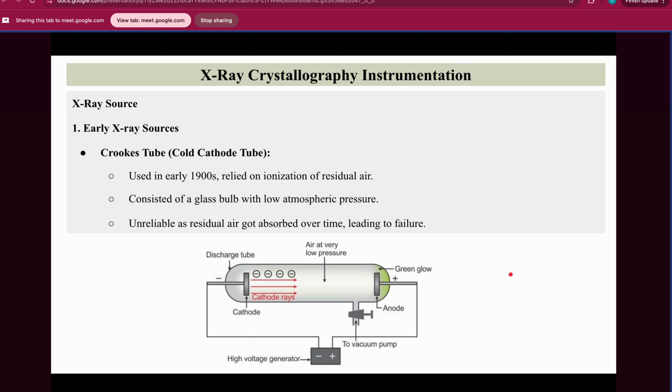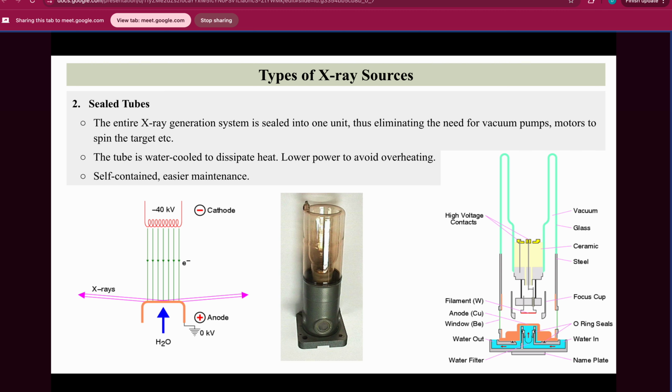So in this case we also need to maintain the vacuum. This is the disadvantage of this particular tube, because after some time air will get absorbed, so we need to supply more air. That thing was difficult. So that's why we moved to the latest X-ray sources.